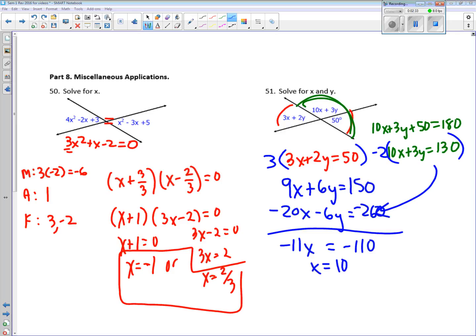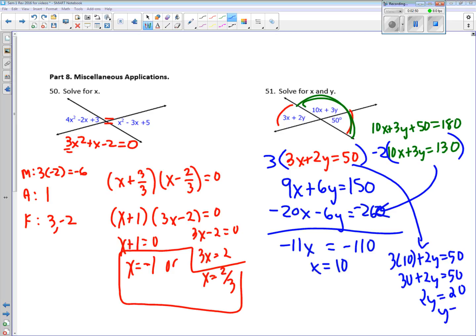Now I can go backwards and plug that in to solve for y. This one looks pretty simple, so let me go 3 times 10 plus 2y equals 50. So this is going to be 30 plus 2y equals 50. When you subtract 30 from both sides, 2y equals 20, so y equals 10.